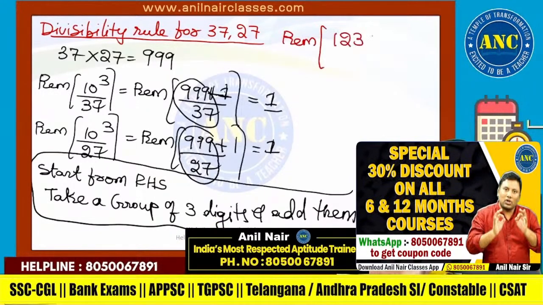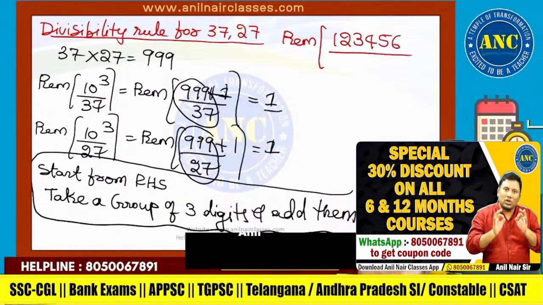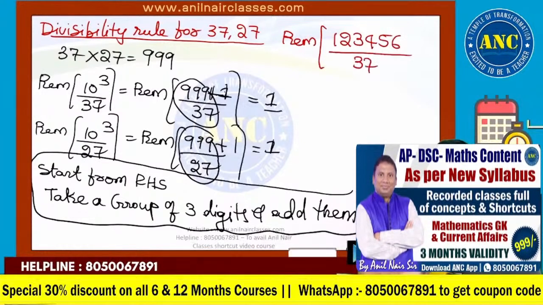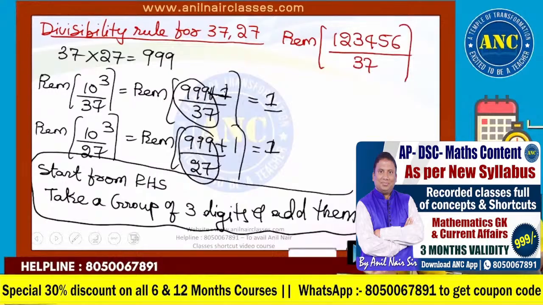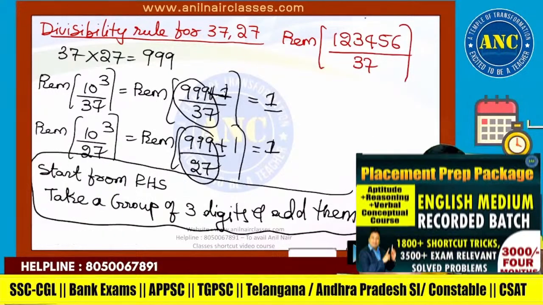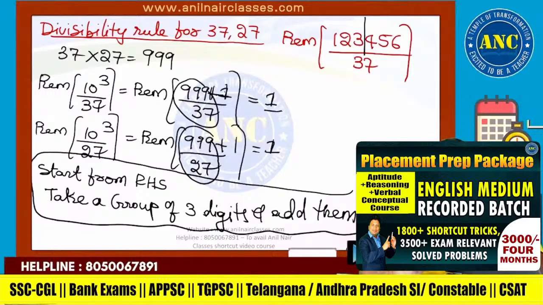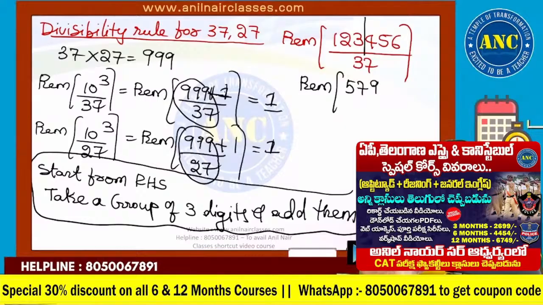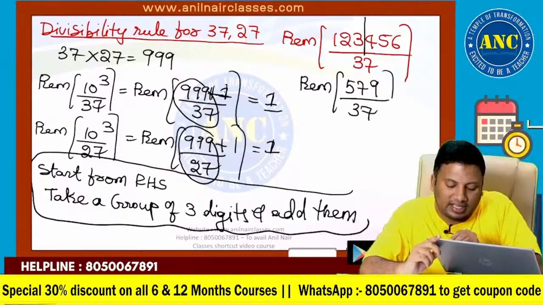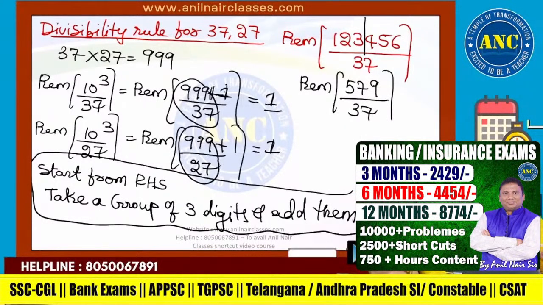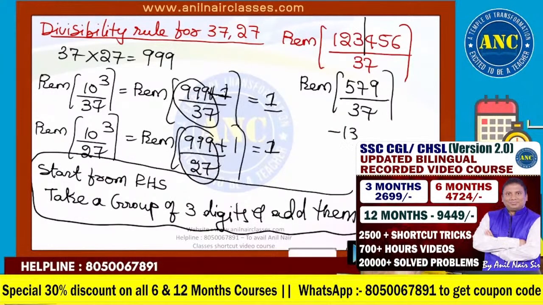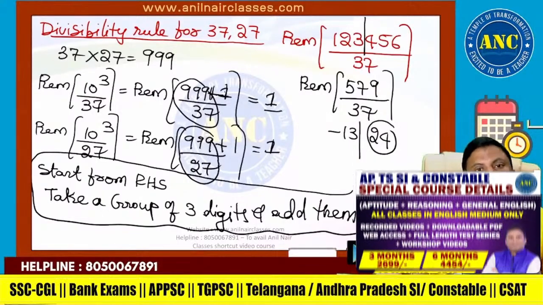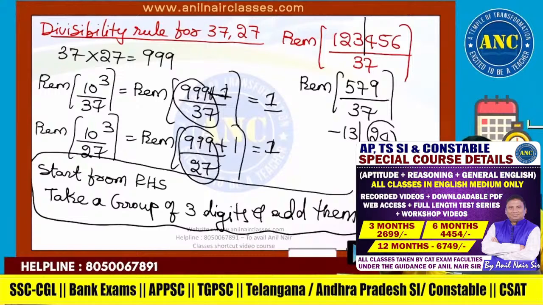Remainder of 1, 2, 3, 4, 5, 6 divided by 37. Take a group of 3 digits and add them. 456 plus 123 is 579 divided by 37. 37 ones are 37, 37 sixes are 222, leaving a remainder of minus 13. For the negative remainder 13, the positive remainder is obtained by adding the denominator, which gives 24.